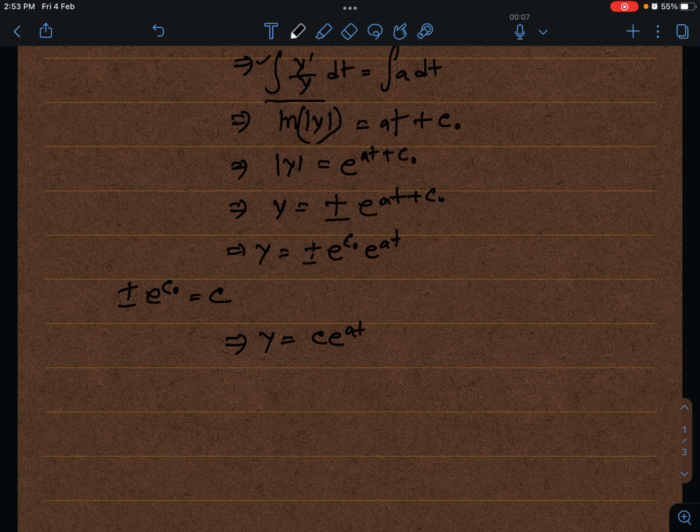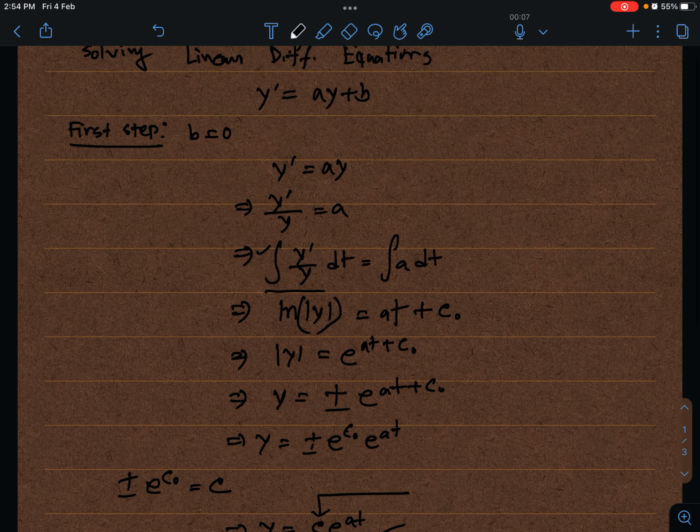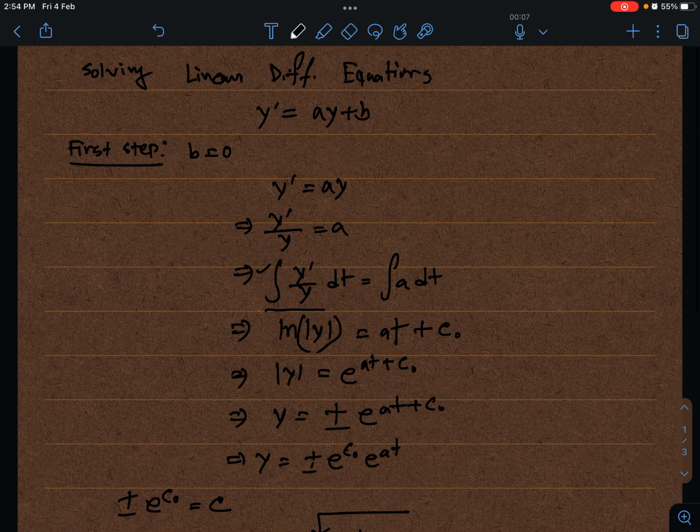This y can have many solutions based on the value of c. For different values of c, you will get different y, and so we can guess that there might be an infinite number of solutions for this unknown.